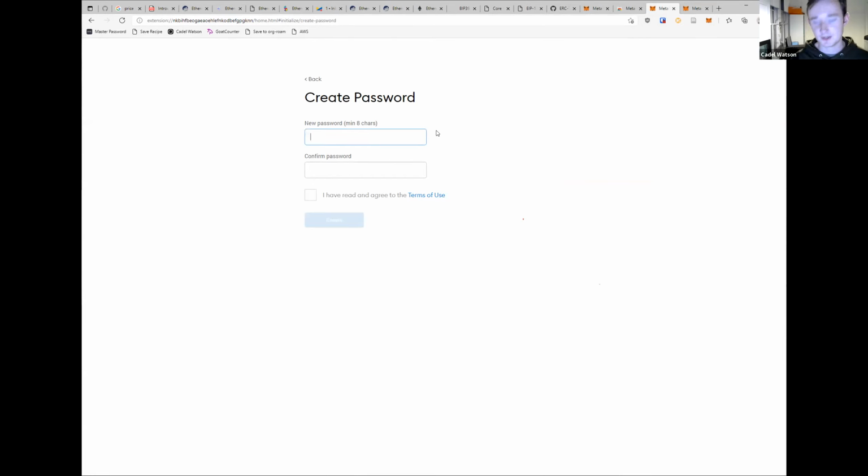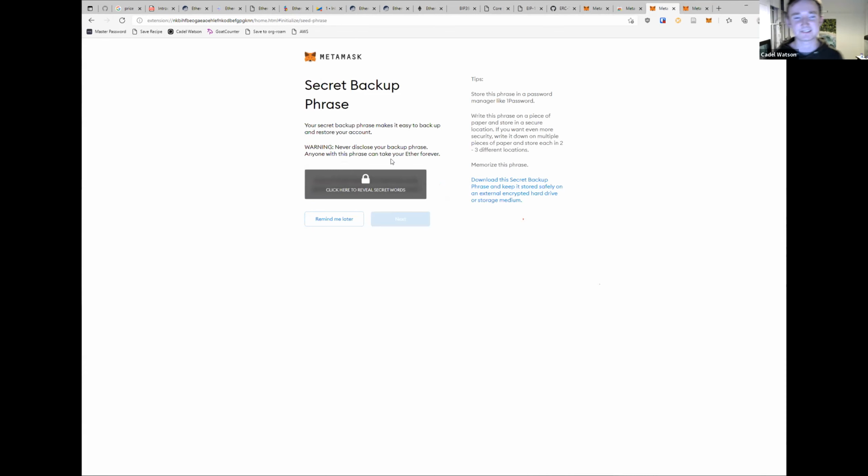So this password, this is not your secret key. We're still going to generate that. This isn't your private key. This is just to lock the browser extension. So if someone else were to get onto your computer, they wouldn't be able to access your account. So I'll just put like AB in. Okay, so now in the background, what MetaMask has done is it's generated us a new Ethereum account.